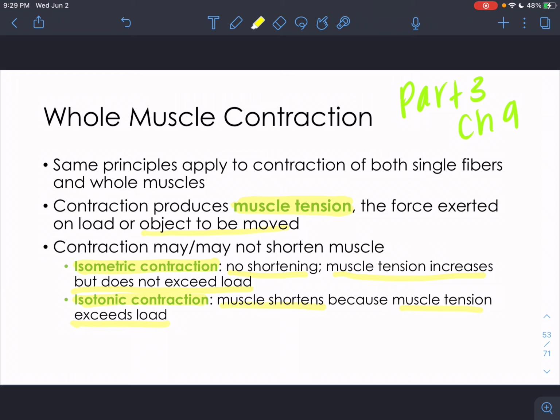So if you're doing a sit-up or a push-up, right, you're actually shortening your muscles, and the tension is going to exceed the load, so that when you do a sit-up, your contraction is going to be greater than just the force of your body weight pulling you down because you want to sit all the way up. Okay, if that makes sense. So isometric, there's no shortening. The tension increases, but isn't exceeding the load of whatever is putting on your muscle. Isotonic, the muscle actually shortens.